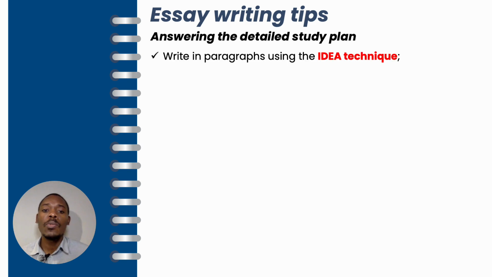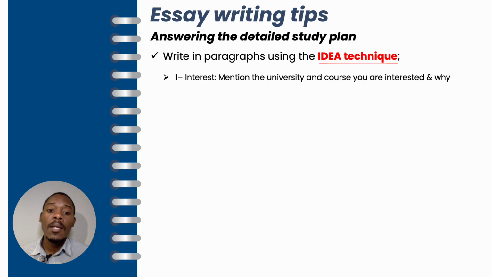So the first thing that you need to do is to write in paragraph, and I'm giving you a technique that you can use to write in paragraph, which I call the IDEA technique. So how do you use the IDEA technique? For I, it's the interest. So as you are writing in paragraph, you need to mention the interest or what you are interested in. I'm interested in the University of ABCD and studying the course ABCD because of ABCD. So you demonstrate the interest, what you are interested in studying clearly.